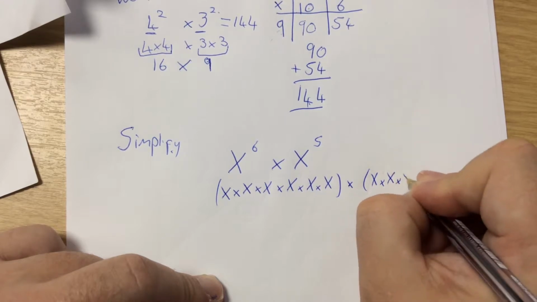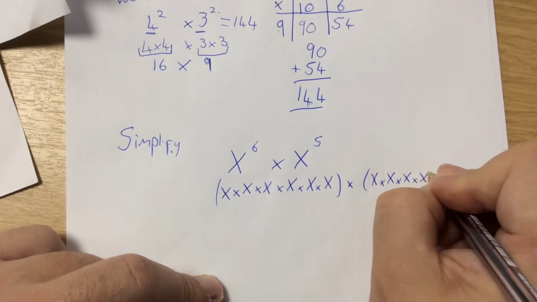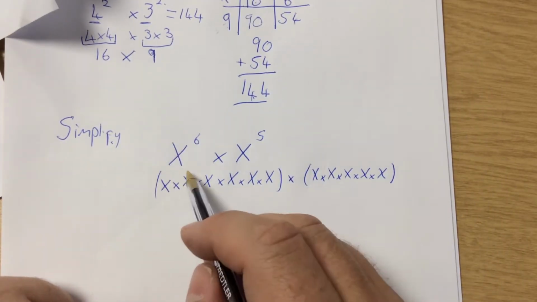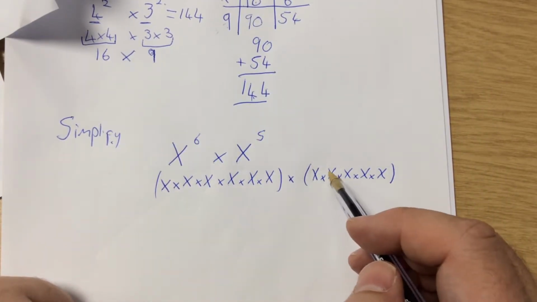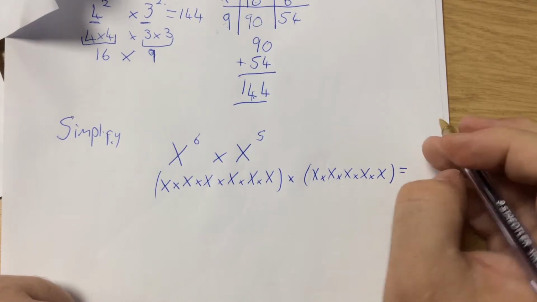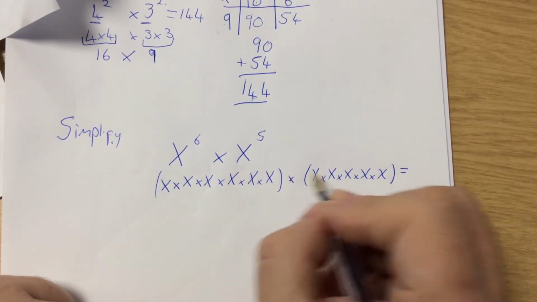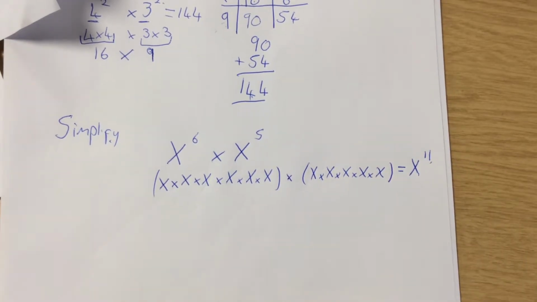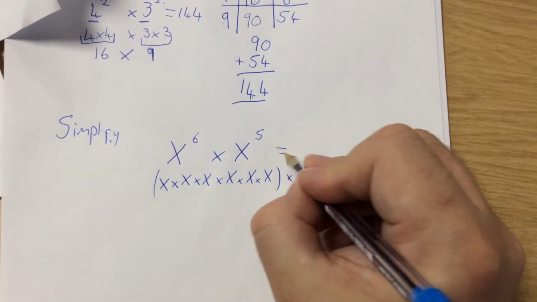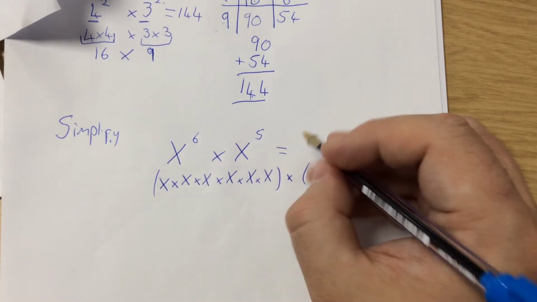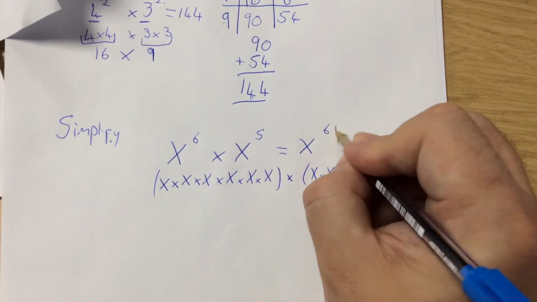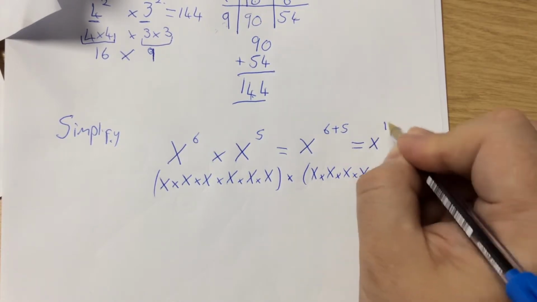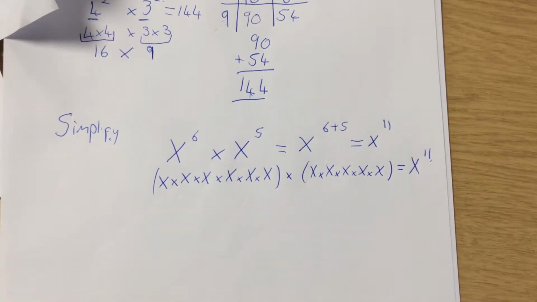So when I'm multiplying that by 5 more x's, you've got 6 x's at the start and 5 x's more, and when you multiply them, you can see how many x's I have altogether. I have now got 11. So the quick way of working that out is that when you've got the same base and you're multiplying indices, you just add the powers. So it becomes x to the 11. That's the quickest way of doing it.